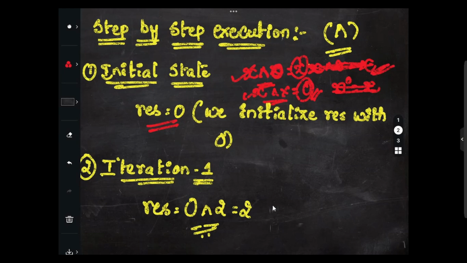In this case, we initialize result with 0. The initial state is result equals 0. The first iteration will be 0 XOR 2, which gives us 2. So this is fine: we had 0 and we got 2.